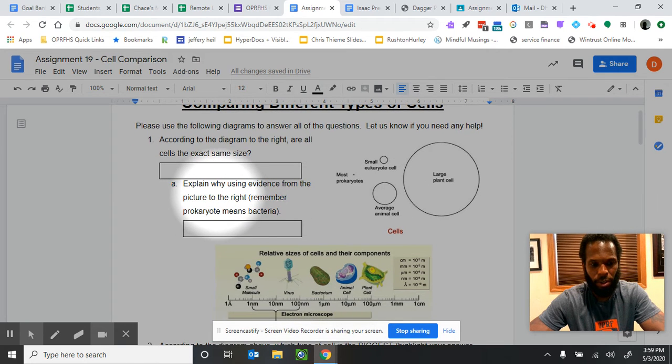Question 2, explain why using evidence from the picture to the right. Remember that prokaryotes means bacteria. So how do you know for sure they are all different? Give me one piece of evidence here. For example, according to the diagram on the right, there's some small cells, average cells, and large cells. So question 1 and 1A, use this picture right here.